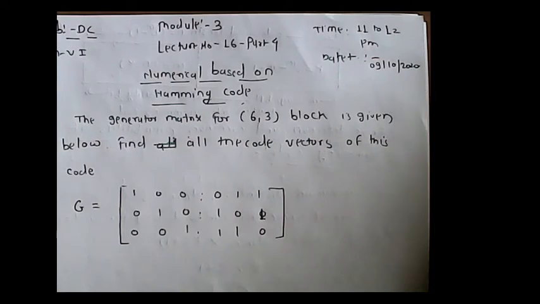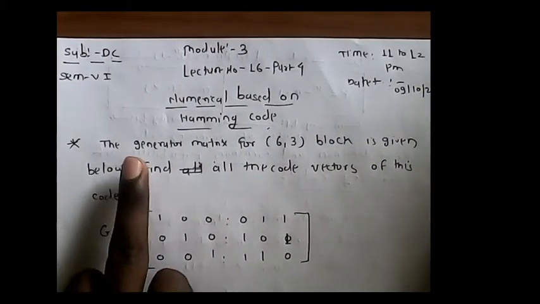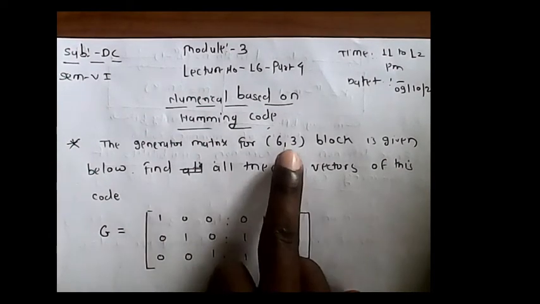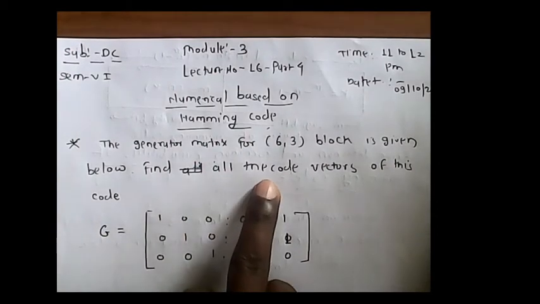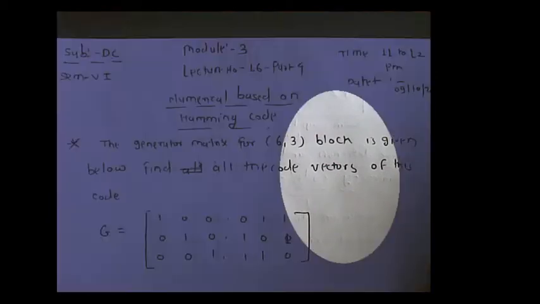So now we will take numericals based on the linear block code. The most popular code is the Hamming code. So now see here, the first numerical, a generator matrix which is given. The generator matrix for a (6,3) block code is given below. Find all the code vectors of this code. So we can find all possible code vectors.